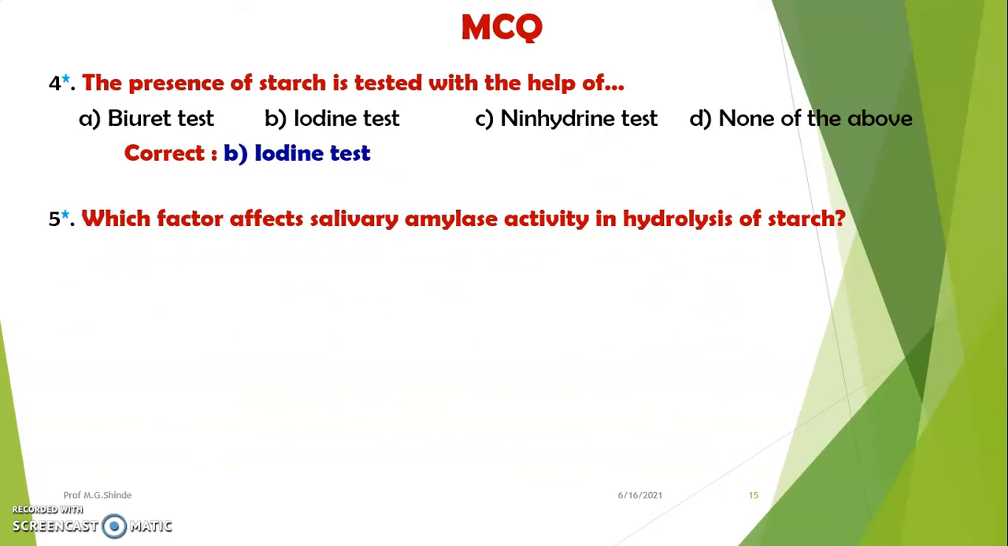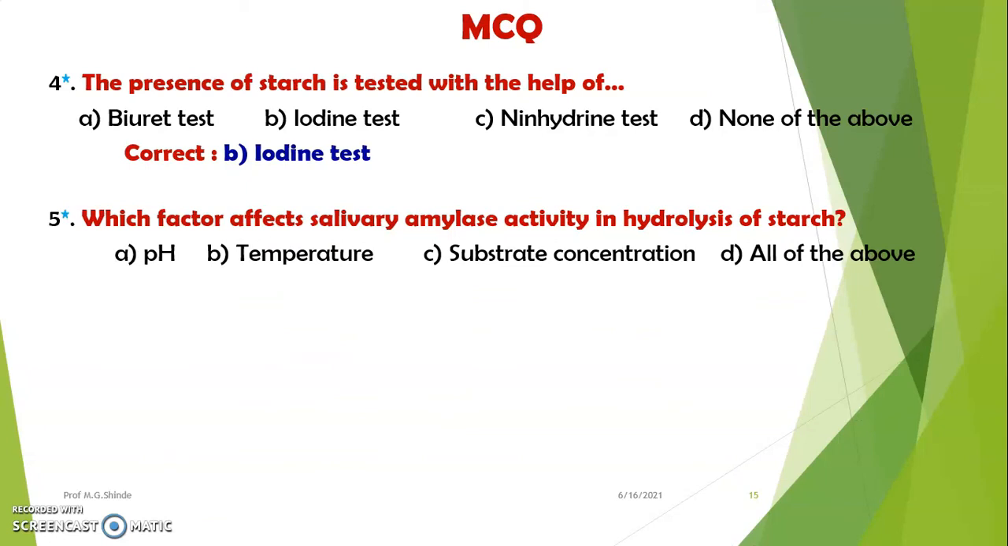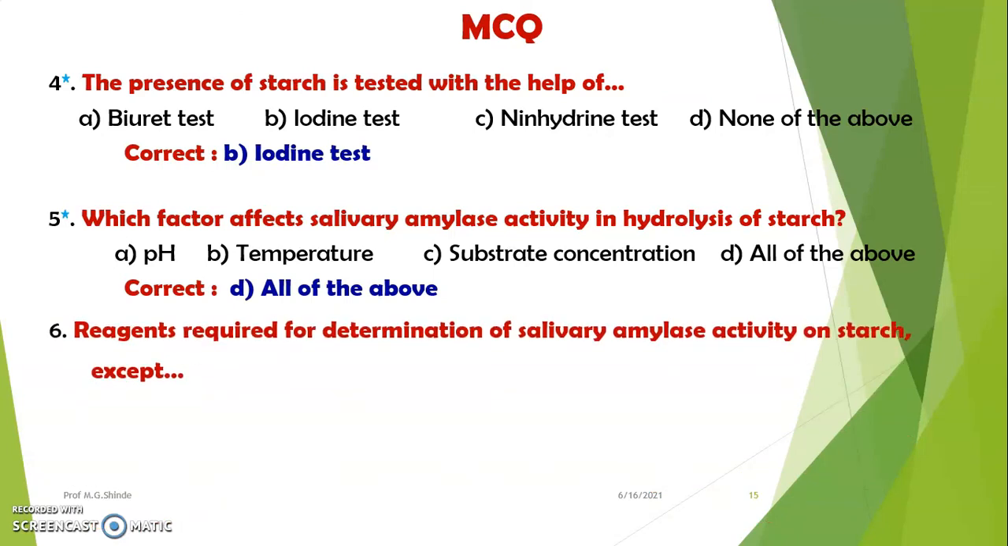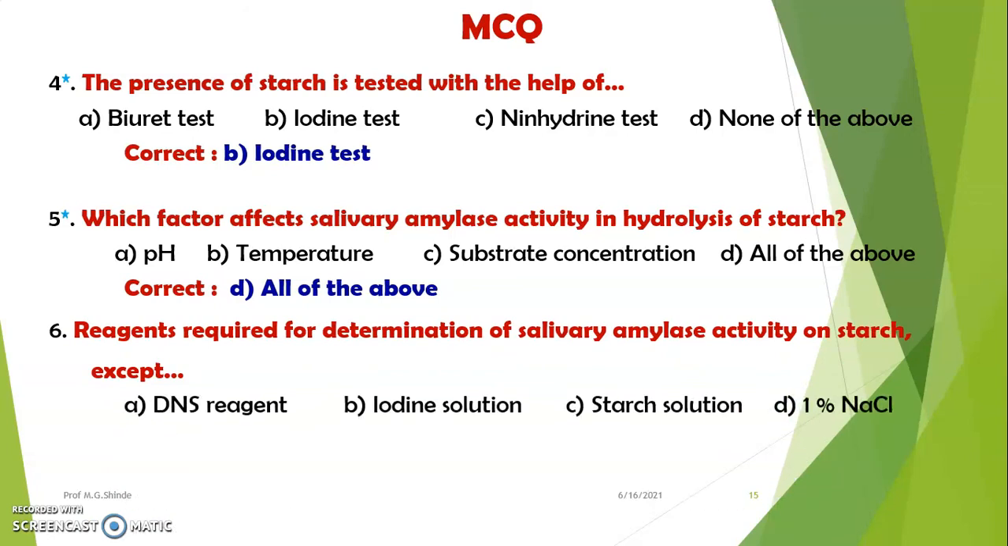Which factor affects salivary amylase activity in hydrolysis of starch? pH, temperature, substrate concentration, all of the above. Correct option is D, that is all of the above. Finally, MCQ: reagents required for the determination of salivary amylase activity on starch, except DNS reagent, iodine solution, starch solution, 1% sodium chloride. A is the correct option. It doesn't require DNS reagent for studying the determination of salivary amylase activity. Correct option is A, DNS reagent. Thank you.